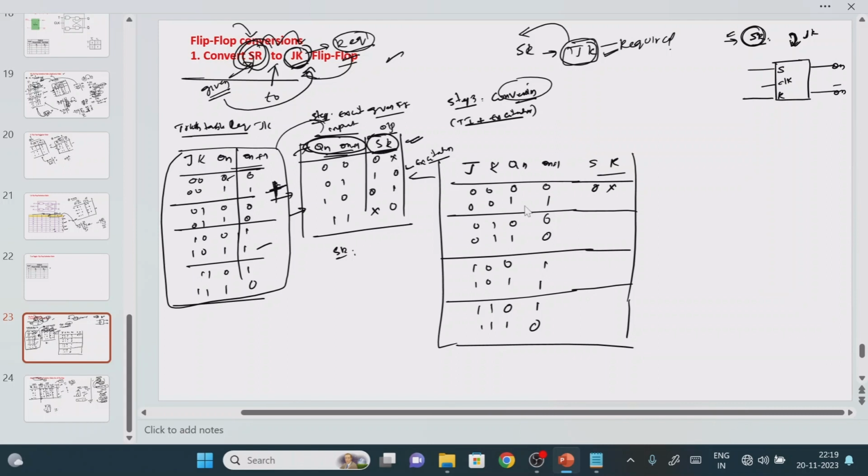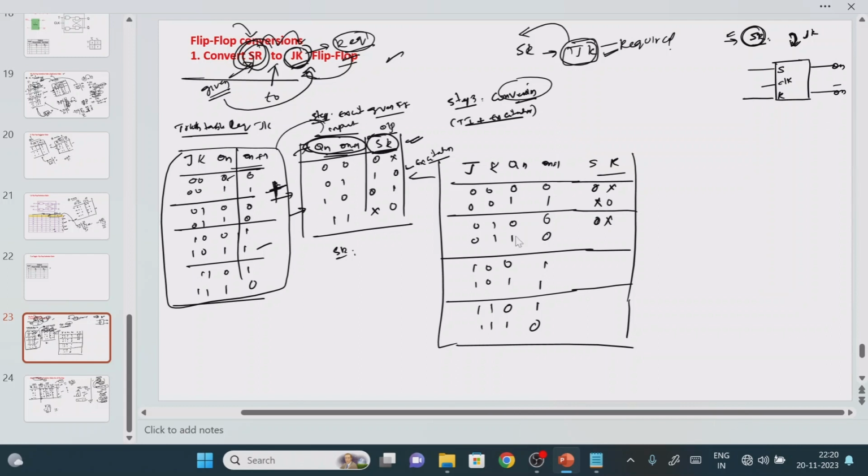Next, what is the next value? If you want to find the SR value, just copy the Qn plus 1 value. What is that value? 1 1. So 1 1 means what is that answer? Cross 0, right? Next, what is the value of Qn plus 1? 0 0. 0 0 means 0 cross, right? Like that we need to write each and every value.